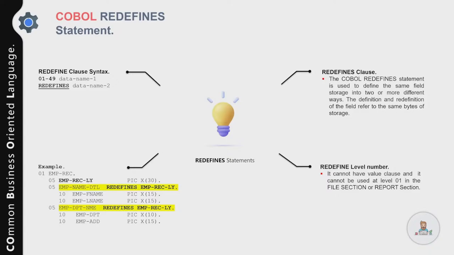So if you notice, the previous redefinition was of the complete 30 bytes, and in my next redefinition, I've actually used 25 bytes. I've not used the entire 30 bytes. So this is how you can use the redefines statement to redefine the same memory location which was used by different variables within that particular record layout.